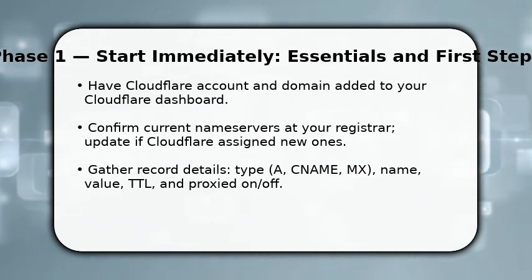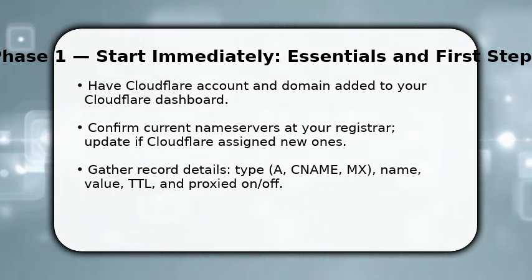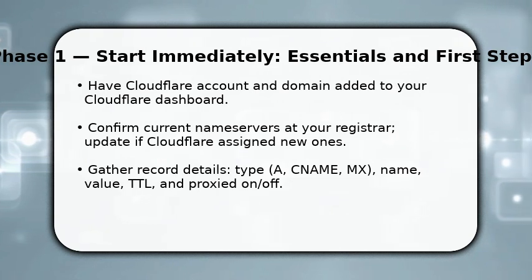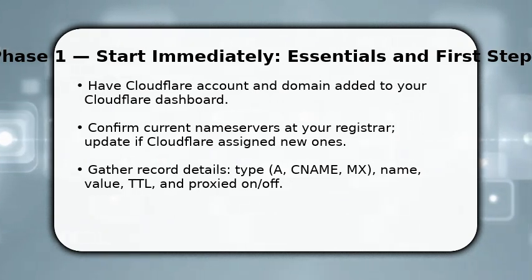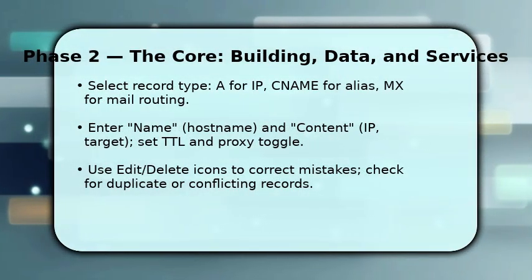Make a quick choice about TTL, auto is fine, and decide if you want proxying enabled because proxied records mask origin IPs and add Cloudflare features. Once you add a record, validate it immediately by inspecting the DNS list and using the search filter.